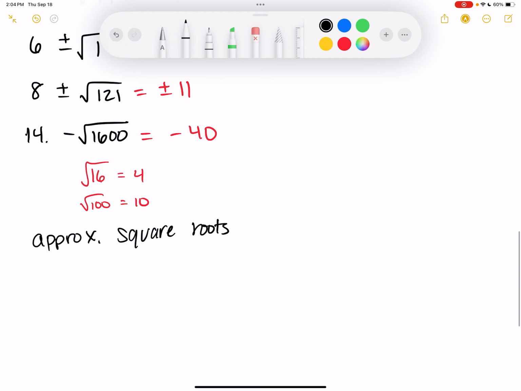Okay? So if I have something like negative square root of 18, what perfect squares do I know on either side of 18? 4 and 5. Okay, so I know 16 and I know 25, right? So is 18 closer to 16 or closer to 25? 16. So what's the square root of 16? 4. So this is going to be, we use the little approximate symbol, which is a curly equal sign, and we're going to say that this is approximately negative 4.